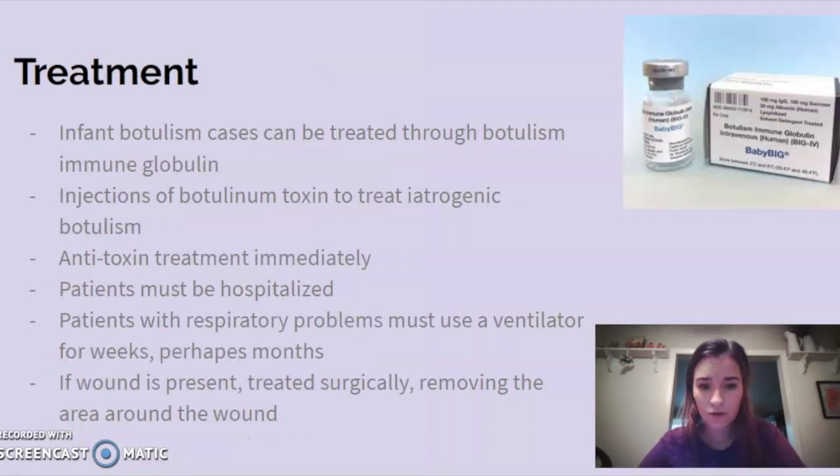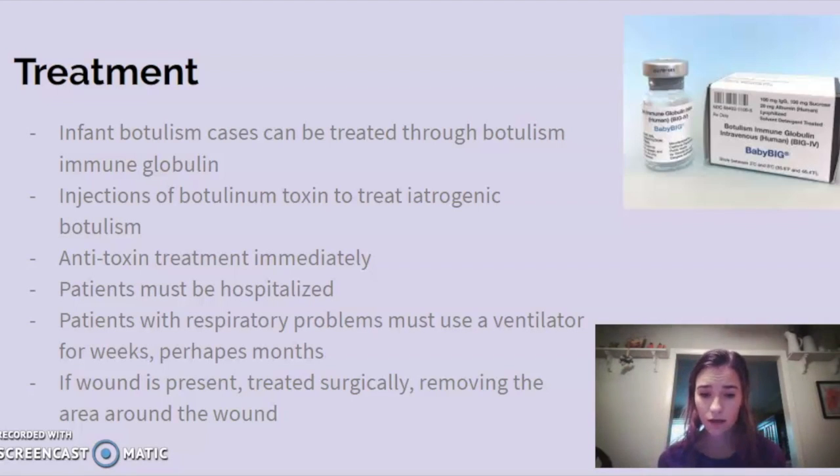And moving on now to treatment. Infant botulism is very rare, but it does occur, and those cases can be treated through a botulism immune globulin, which is an important treatment that they can receive. It should be done properly and also in a short amount of time from when the parent finds out about the botulism for the infant.